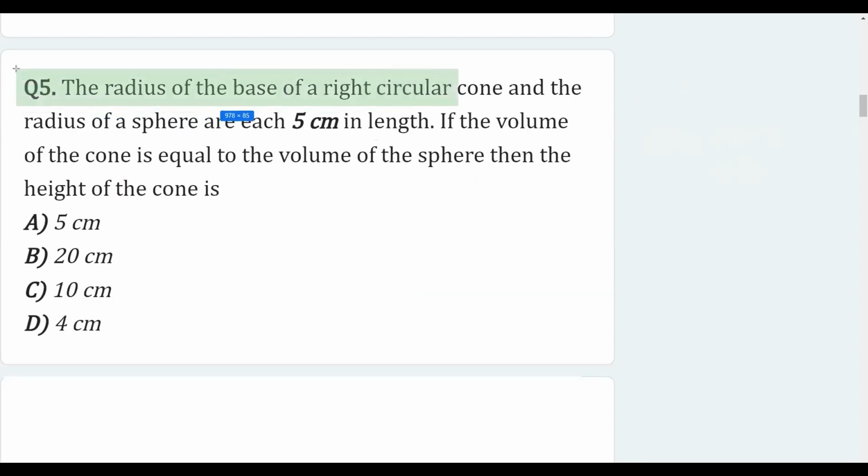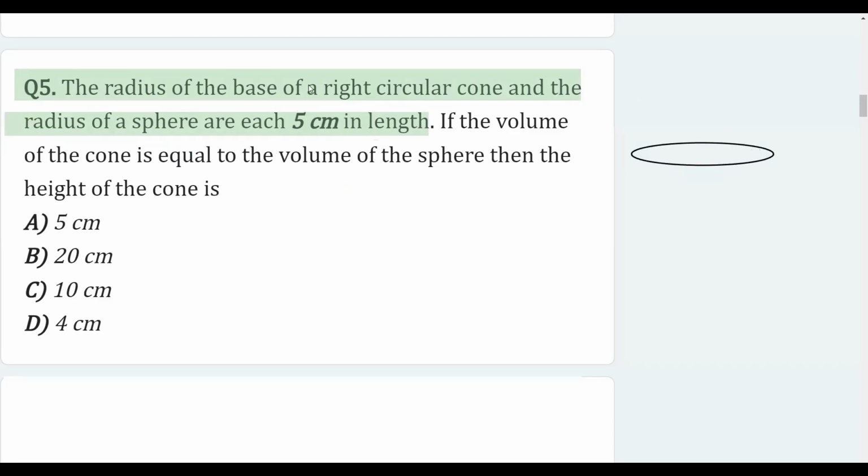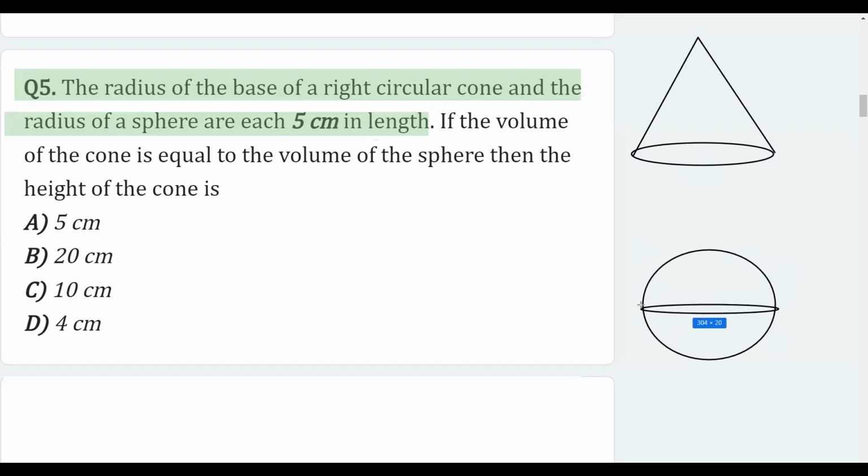The next question is from the chapter Surface Area and Volume. It says the radius of the base of a right circular cone and the radius of a sphere each is 5 centimeter in length. So let's say I make one cone first. So this is one cone and we are given a sphere. So these are the two figures given over here. And we are given that the radius of this is 5 and the radius of this also is 5.